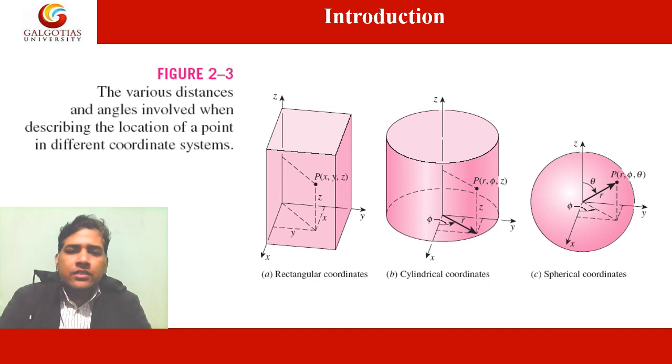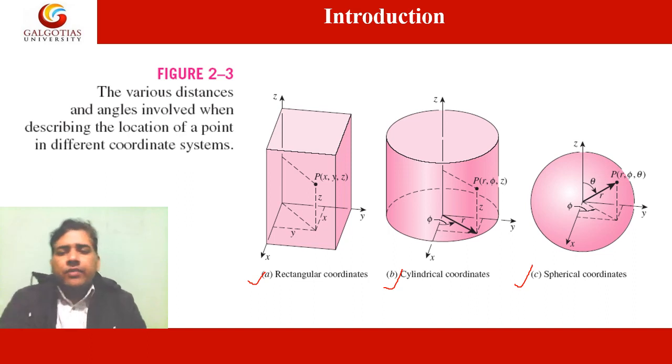So these are the various distances and angles involved when describing the location of a point in different types of coordinate systems. Okay, the meaning of x, y, z in the rectangular coordinate system has been explained over here. Similarly, the meaning of r, phi, and z is explained over here, and similarly, the meaning of r, theta, and phi is explained over here. As you can see, the position of a point is described here with respect to two angles and one positional coordinate.